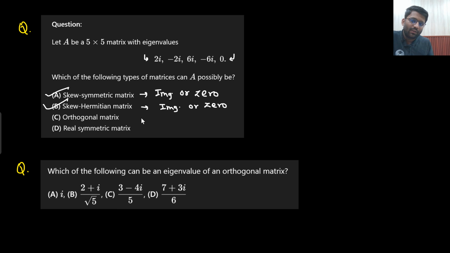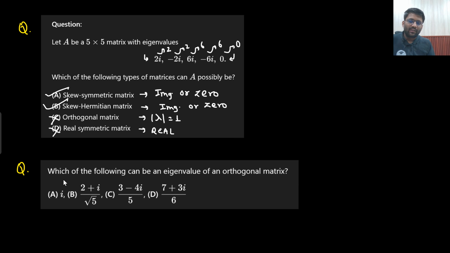What about orthogonal? For orthogonal matrix, the magnitude of eigenvalue has to be 1. Sorry guys, not determinant, I should say the magnitude of eigenvalue has to be 1. What is the magnitude here? Magnitude is 2. Here, magnitude is 2. Here magnitude is 6. Here magnitude is 0. That means it is not true. For real symmetric matrix, eigenvalue has to be real only, which is also not true. Okay, so only A and B are true.